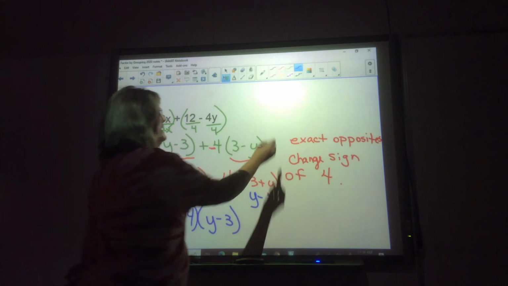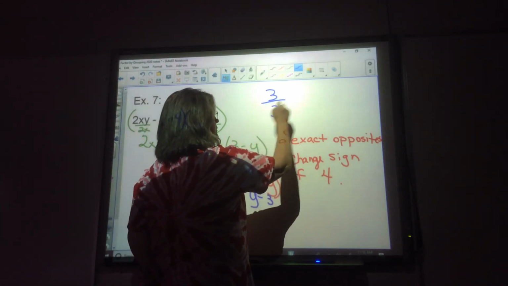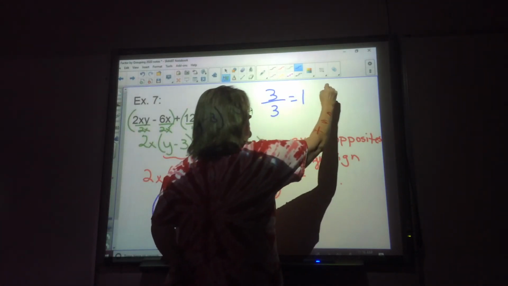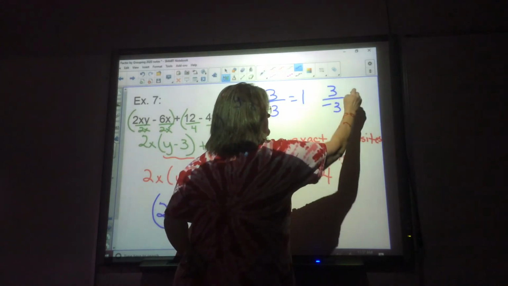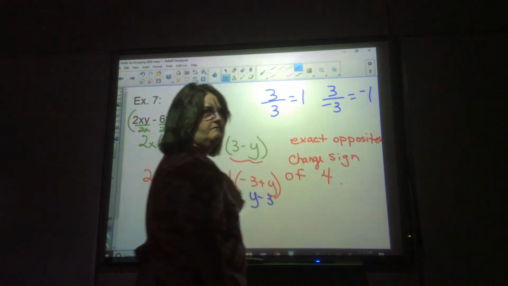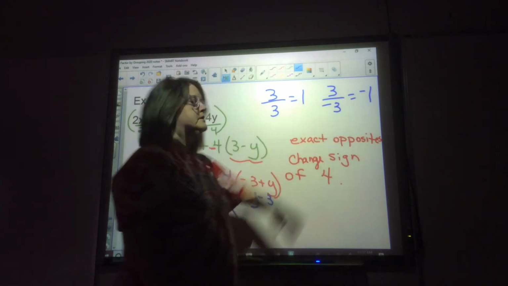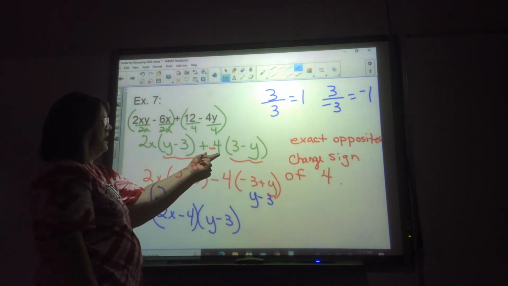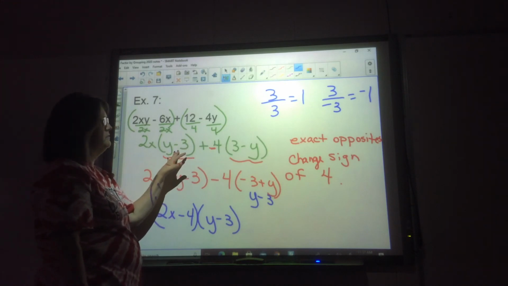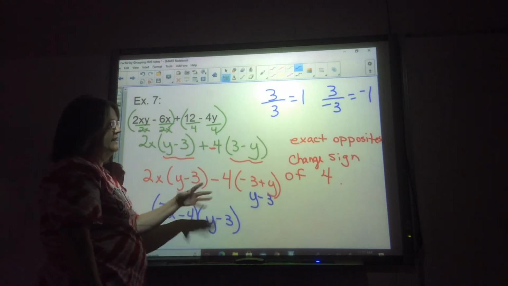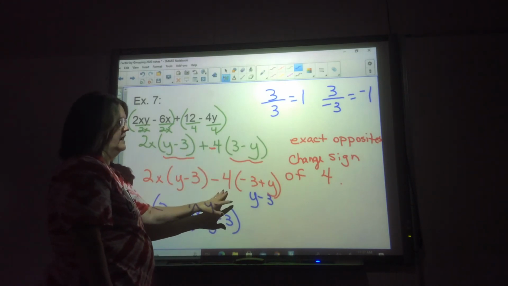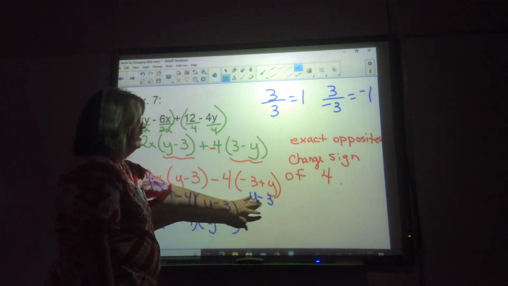Okay, it's like seeing 3 over 3 simplifies to be 1. 3 over negative 3 simplifies to be negative 1. You can still simplify them. They still have a GCF. It's just their answer is different. So when I came over and I pulled that 4 out, and it was exactly opposite of this one, that let me know all I needed to do was pull a negative sign out, and that takes care of this.